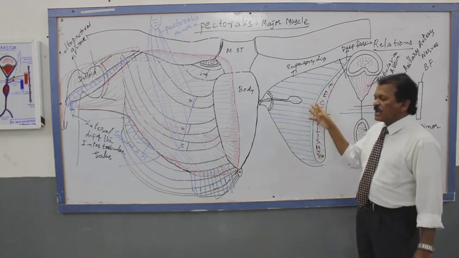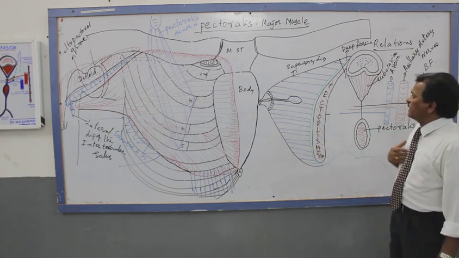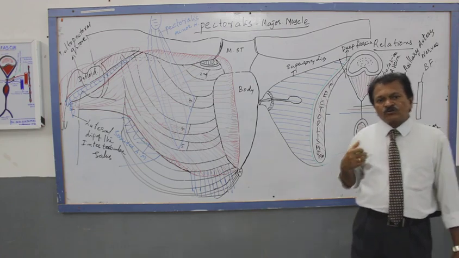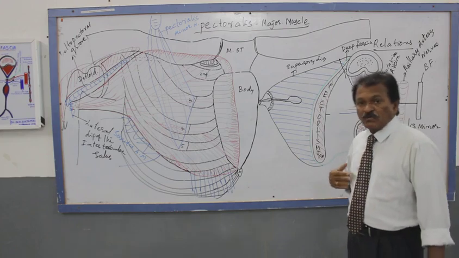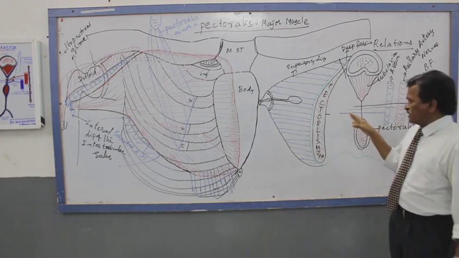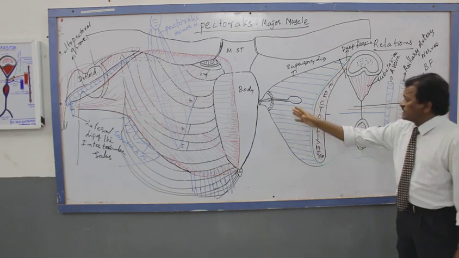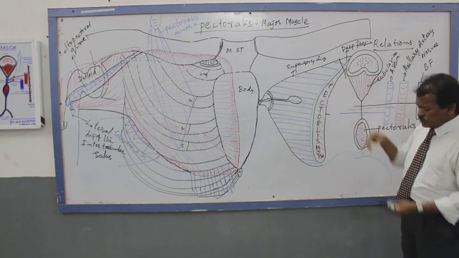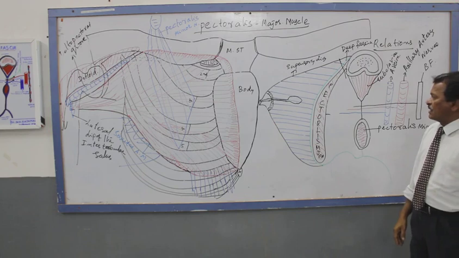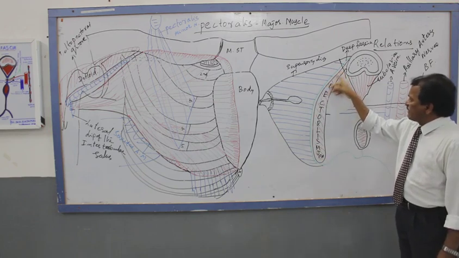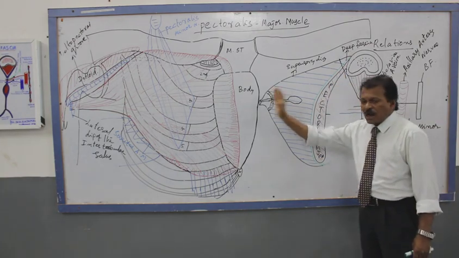The terminal branches of the perforating mammary branches are present in the superficial fascia on the medial side. And the nerves, the second to sixth intercostal nerves, their terminal branches are also present in the superficial fascia. This superficial fascia is attached to the deep fascia, which here is the pectoral fascia. This pectoral fascia covers the anterior surface of the pectoralis major muscle. These are the anterior relations.